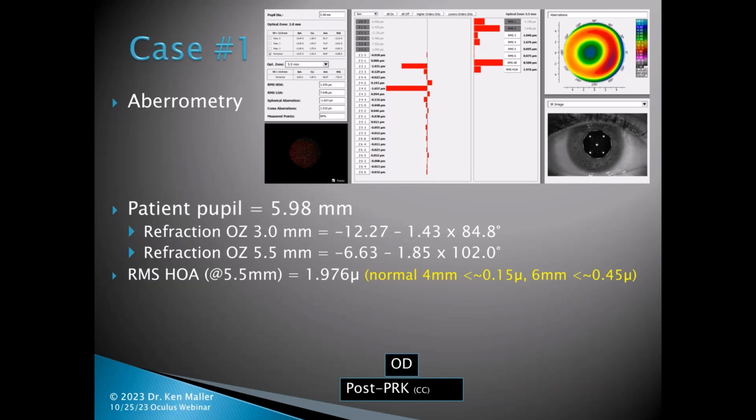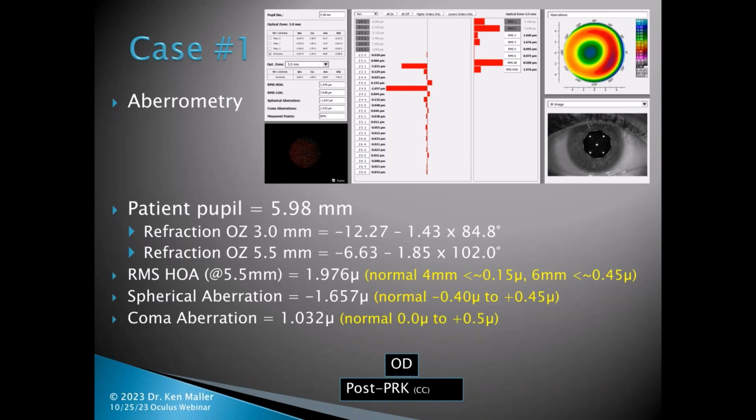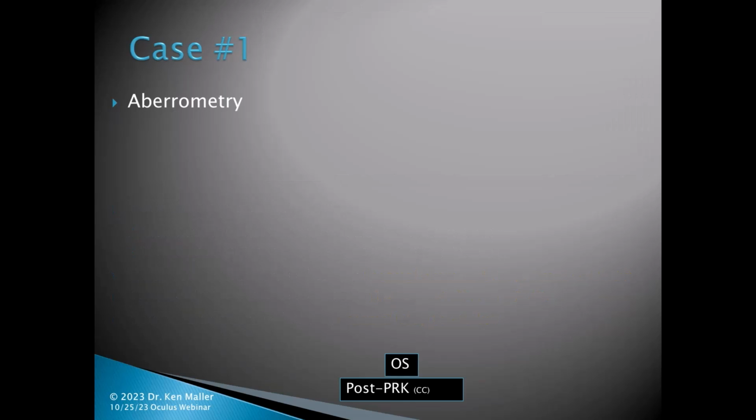And looking at that bar graph on the top there, you can see that it's most likely a spherical aberration. And when we take a look at the number, we can see that the spherical aberration really is accounting for a great deal, which also accounts for the nearly 6 diopter difference between the 3 millimeter and 5.5 millimeter zones. You can see again 1.6 is way above where we would consider normal ranges. She does have a little bit of coma as well. And again, that's a very high number compared to the normal ranges. So that's the right eye.